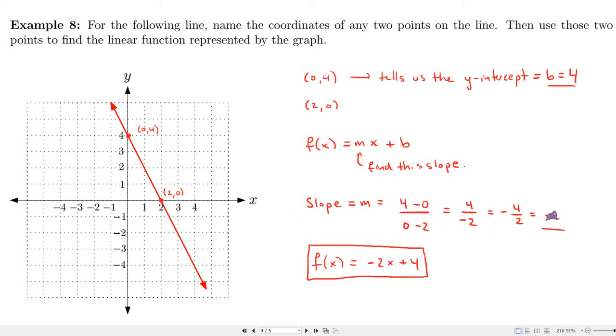And to see that that slope is also negative 2, if we're trying to go to this point here, well, okay, to go from 2, 0 to this point here, we would have to go negative 1 in the x direction and then positive 2 in the y direction, which gives us negative 2.